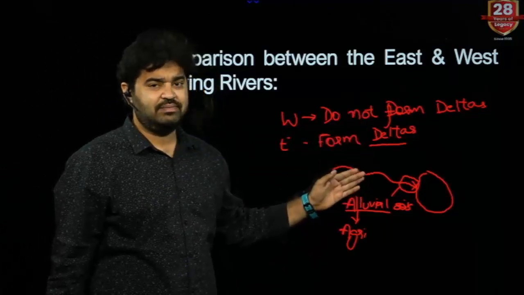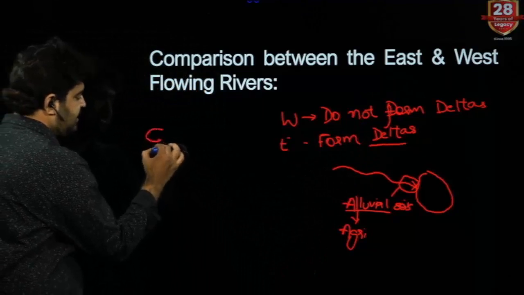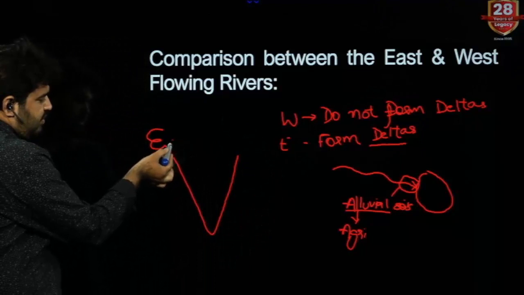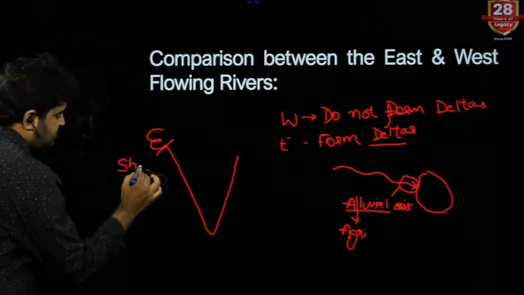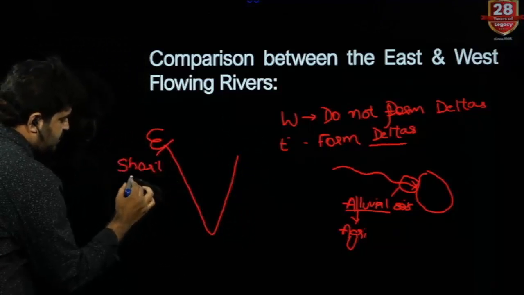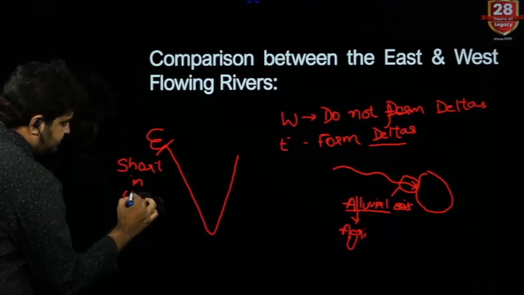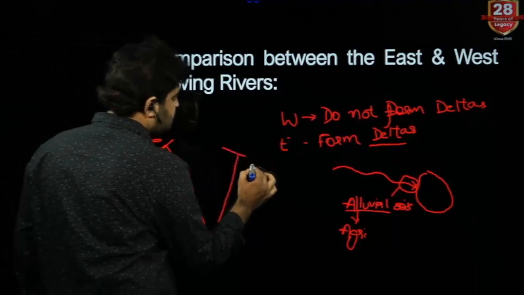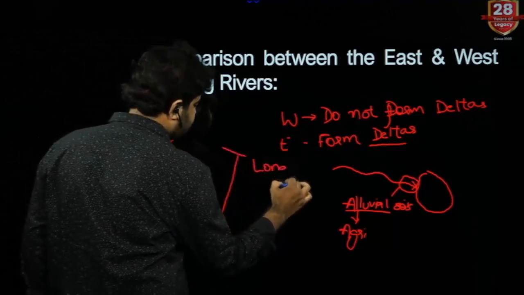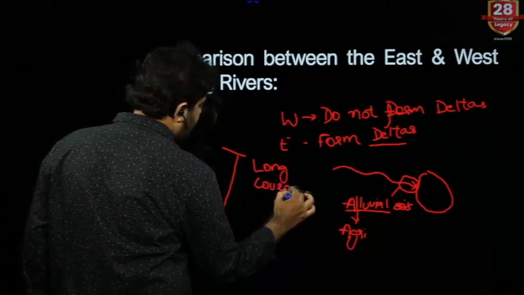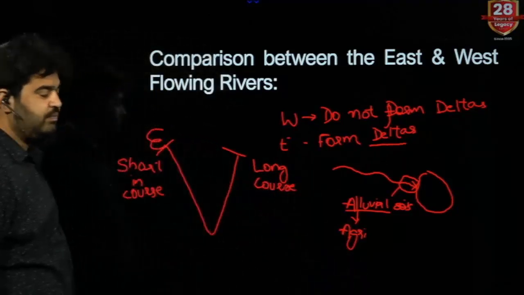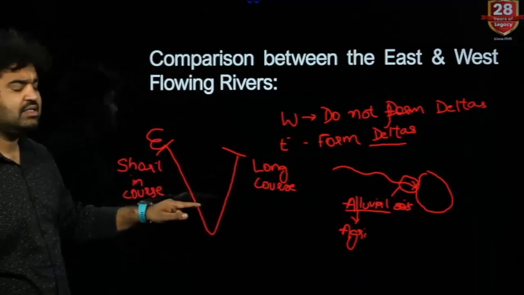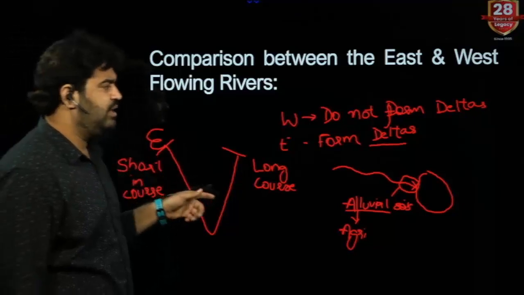What is the reason? If we understand the concept, west flowing rivers are very short course rivers, that means the length of the west flowing rivers is short. East flowing rivers have a long course. Because of this long course, east flowing rivers form deltas, and west flowing rivers do not. So this is the main reason.